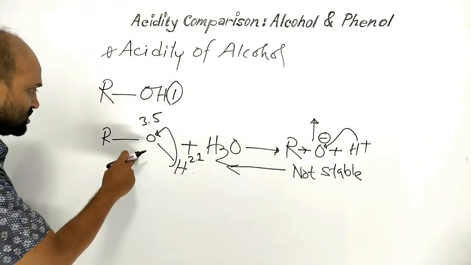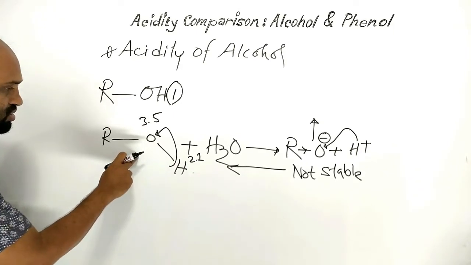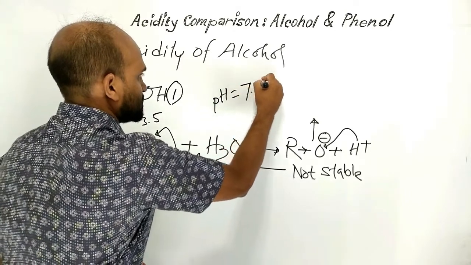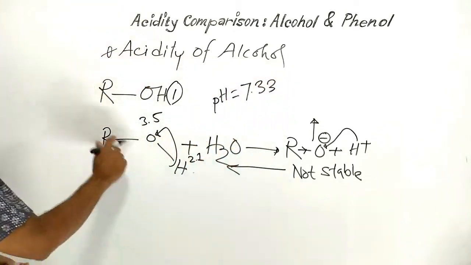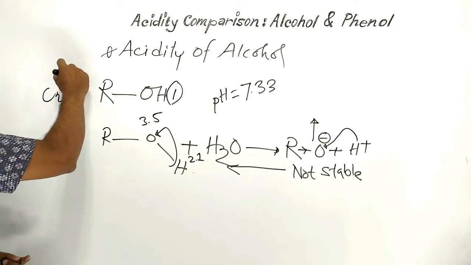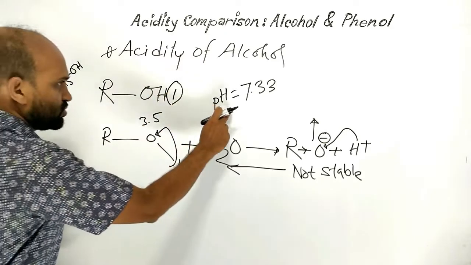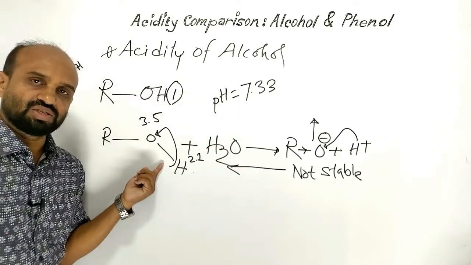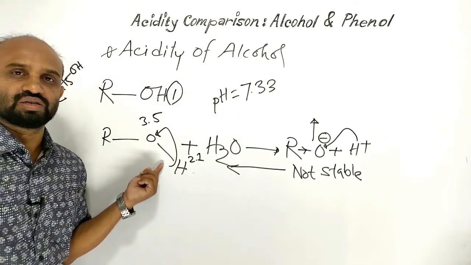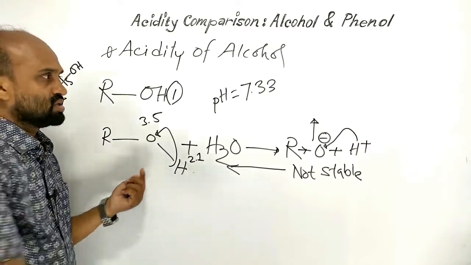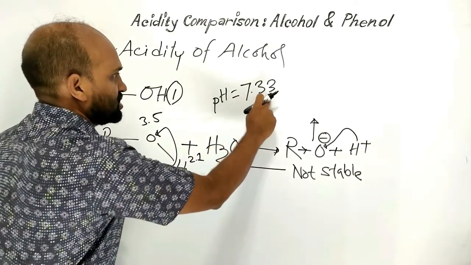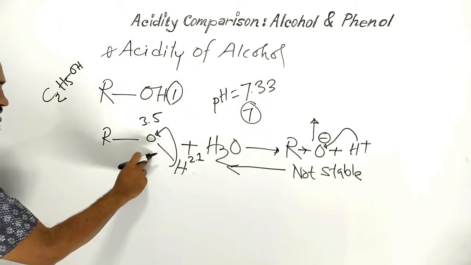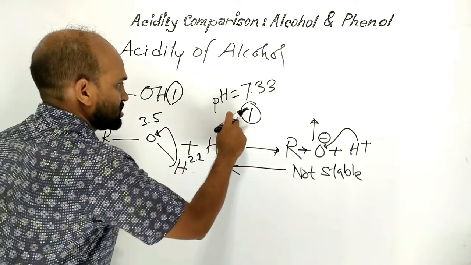Nevertheless, let's see what about alcohol. The pH value of alcohol is 7.33, that is ethanol. From this value, we can say that alcohol is not acidic, but it is slightly basic in nature because this is a bit higher than the neutral value. Now let's see why this is a bit basic in nature.